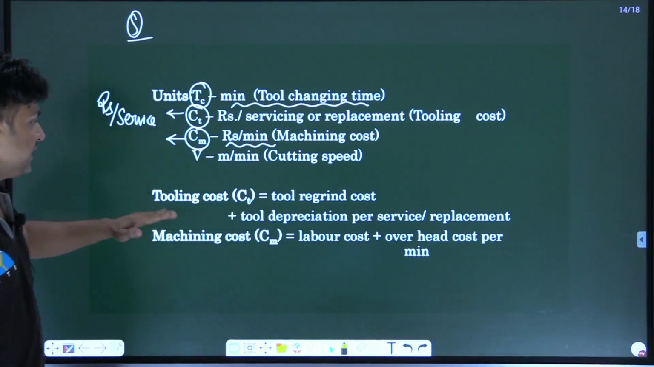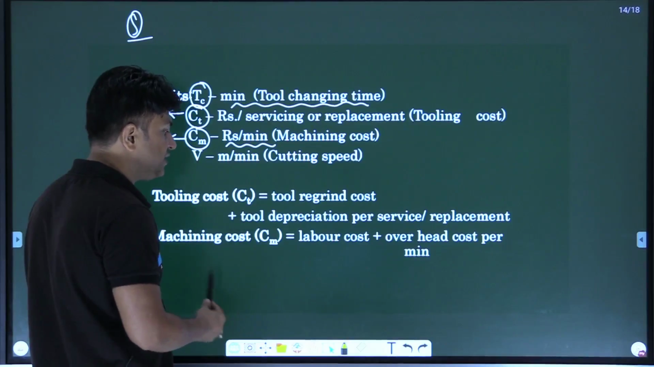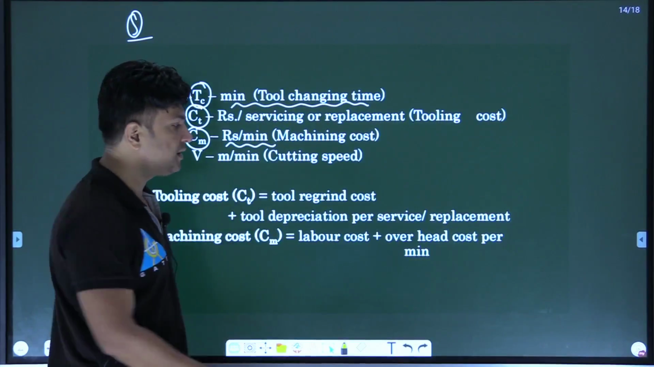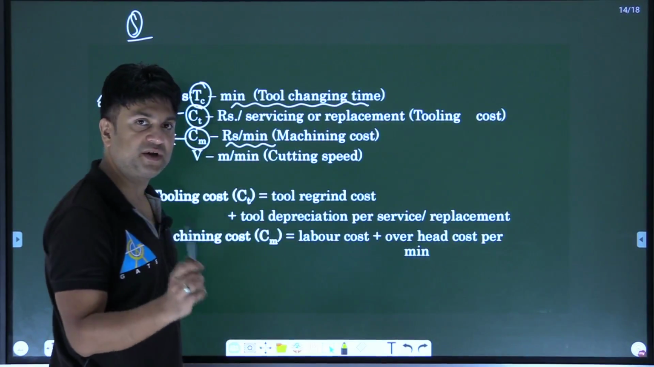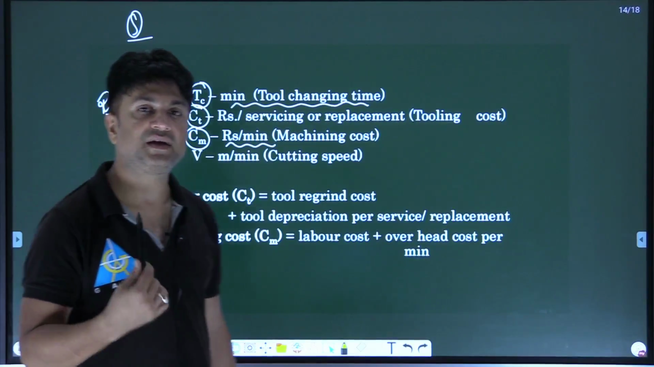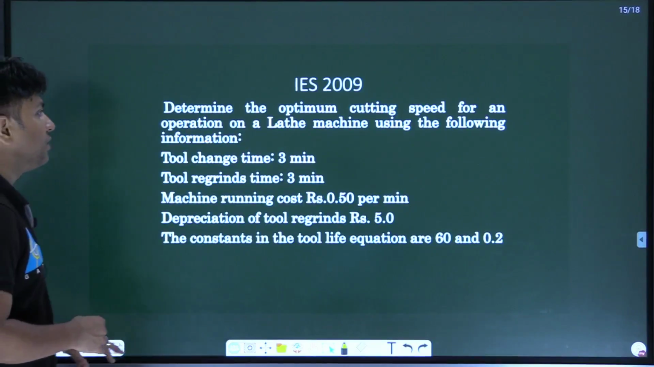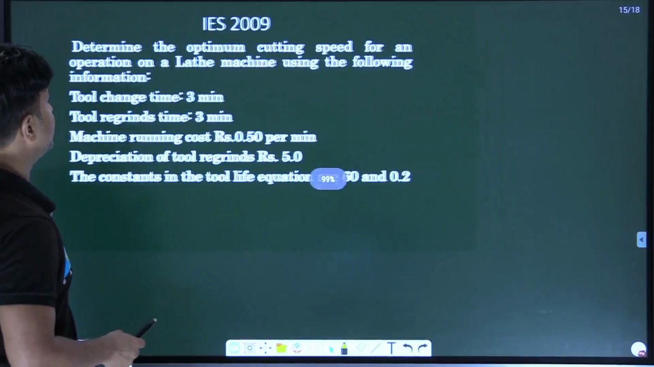Now, the next cost is machining cost. Whatever costs you are going to see whose unit is rupees per minute, just add those costs: labor cost, if the unit is rupees per minute, and overhead cost whose unit is rupees per minute. Then add those costs. Okay, clear? Now, let us try to understand this concept by a numerical.